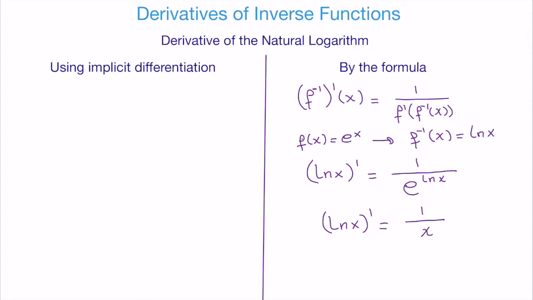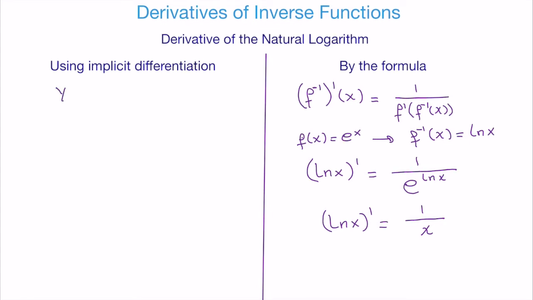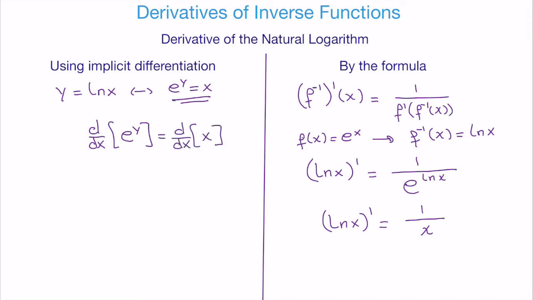So we did it using the formula. Now we are going to do it using implicit differentiation. y equals ln x if and only if e to the y equals x. So we derive implicitly d/dx of e to the y equals d/dx of x. e to the y is a composition because y is a function of x. So we derive implicitly. The derivative of the outer function is e to the y, and then we attach dy/dx. And the derivative of x is just 1. And we just solve for dy/dx.